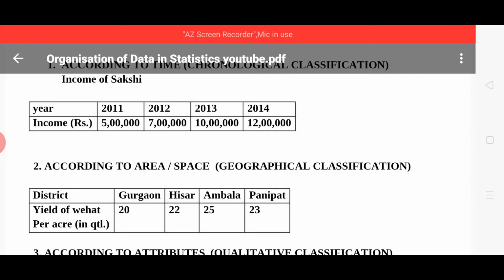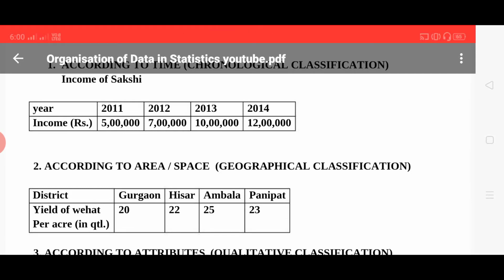On the other column we are taking income. In 2011, 5 lakh; in 2012, 7 lakh; in 2013, 10 lakh; and in 2014, 12 lakh. This is what, on the basis of time, we can make classification.